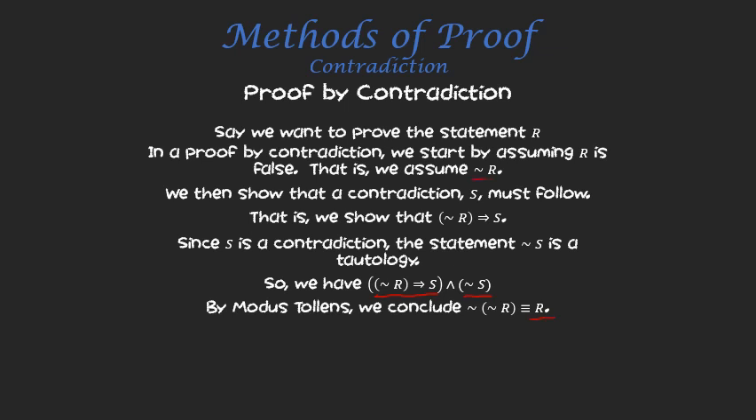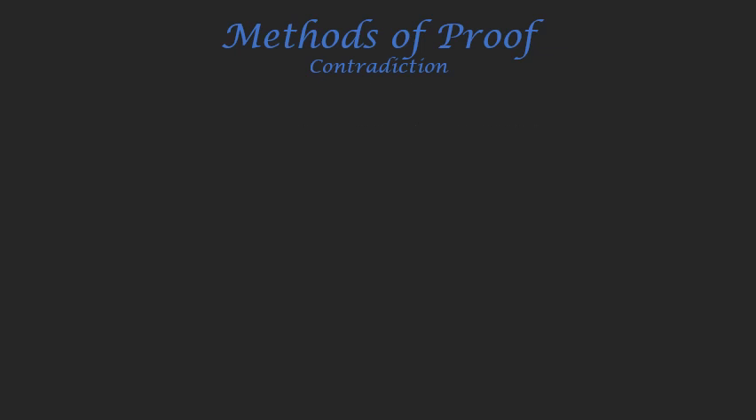Start by assuming not R, so give away the argument. That leads to a contradiction, so we've shown this implication. And then we use the laws of logic and our knowledge of contradictions and tautologies to conclude that our hypothesis, not R, must have been false, and therefore R is true. Before we start looking at an example, I just want to talk through how this applies to a certain kind of statement.